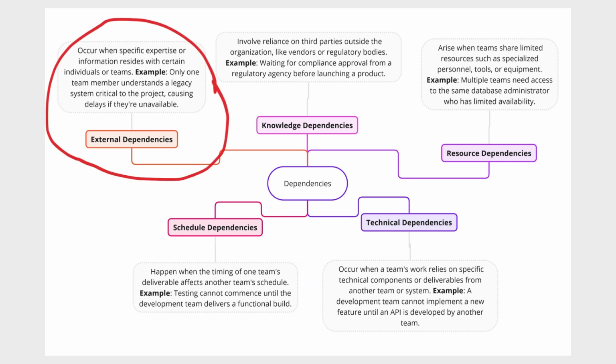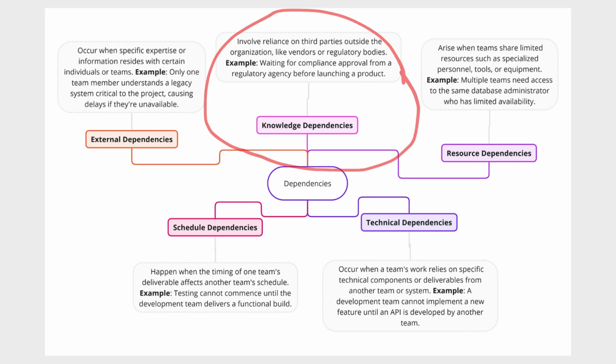External dependencies, reliance on third parties outside your organization, such as vendors or regulatory bodies. It's like needing permission from the harbor master before docking. Knowledge dependencies. When specific expertise or information resides with certain individuals or teams. Picture having only one person who knows how to navigate the ship's ancient maps.